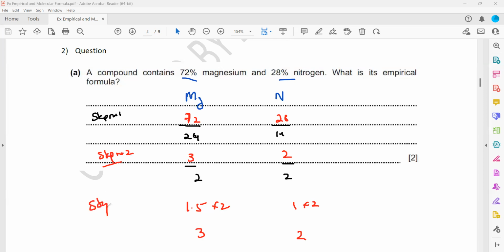So step number 3 is making the simplest ratio in whole numbers. So Mg3 and N2, that is magnesium nitride. Is this one clear?